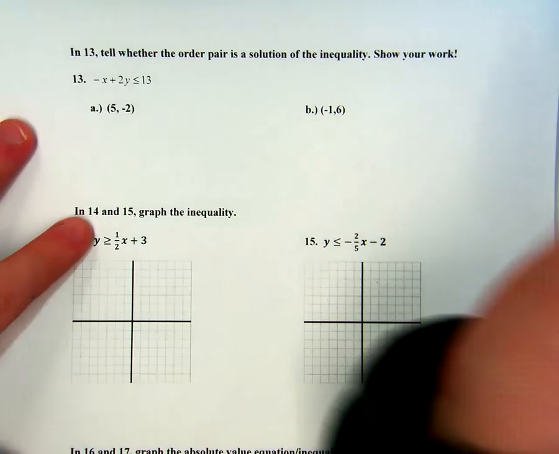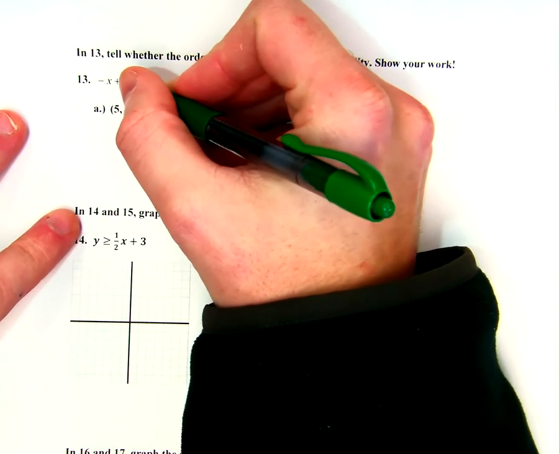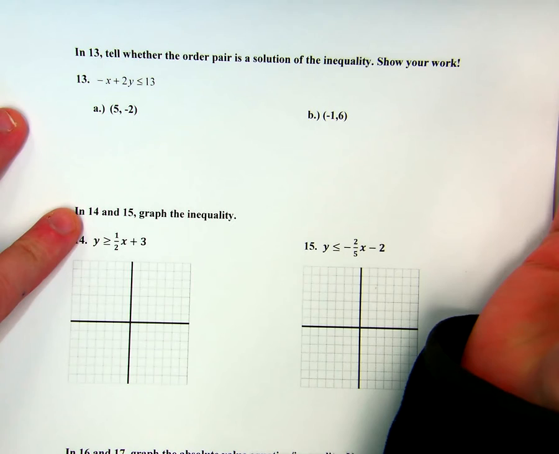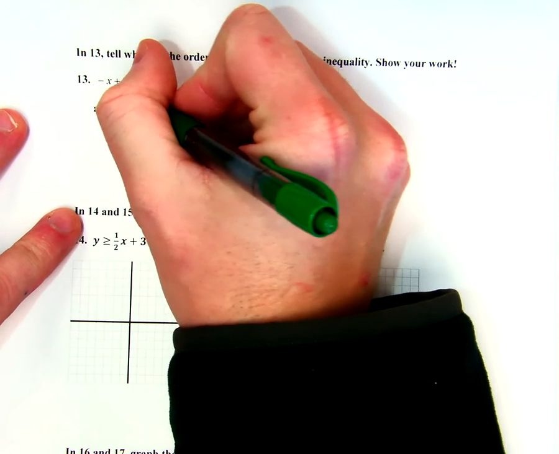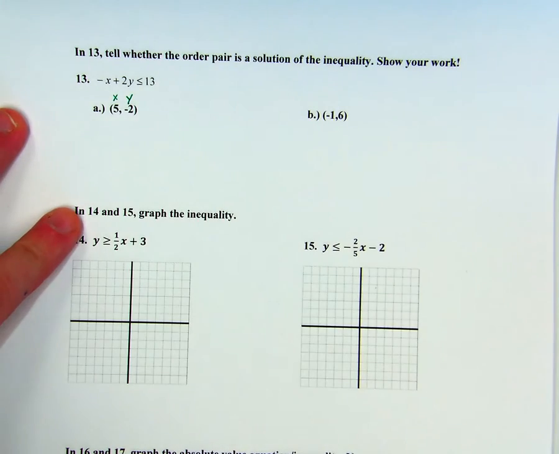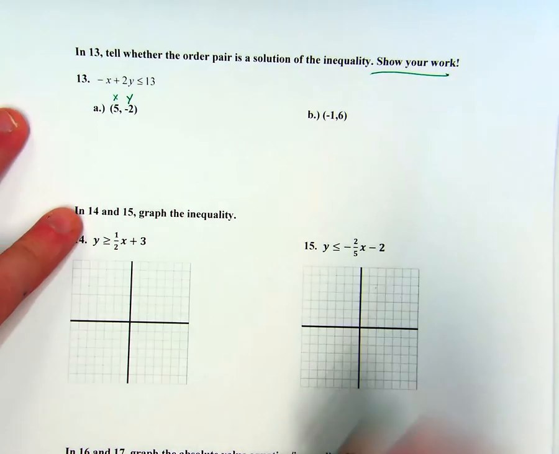Number 13 gives you an inequality: negative x plus 2y is less than or equal to 13. Then you're given a coordinate pair and asked to tell whether the coordinate pair is a solution of the inequality. Emphasis, show your work.